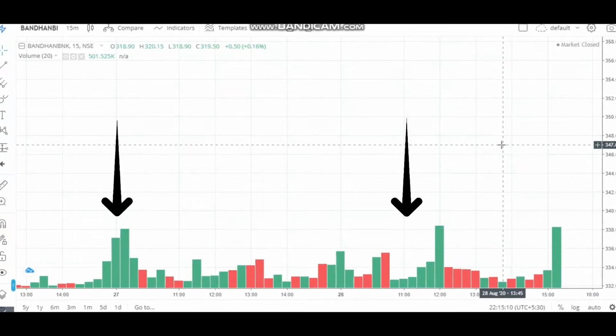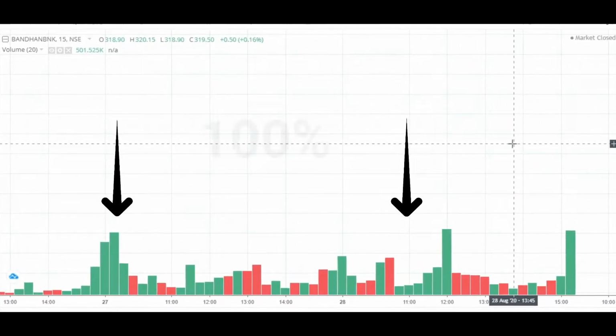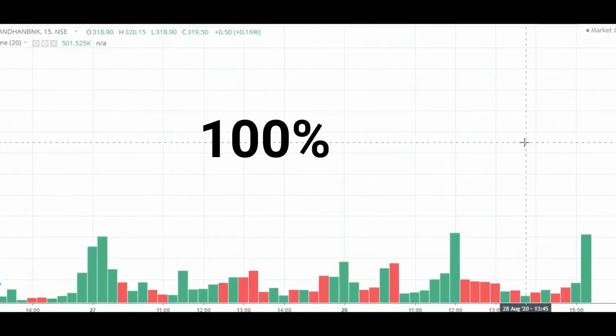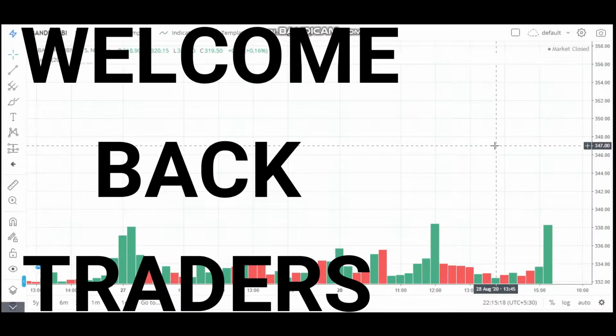Using these simple volume bars will 100% help you increase your winning probability and take better trades. So without wasting any time, let's get started.